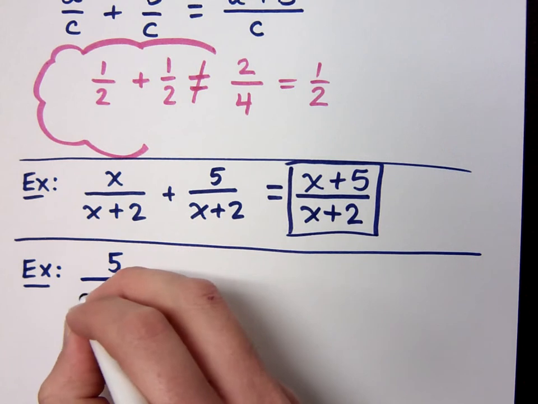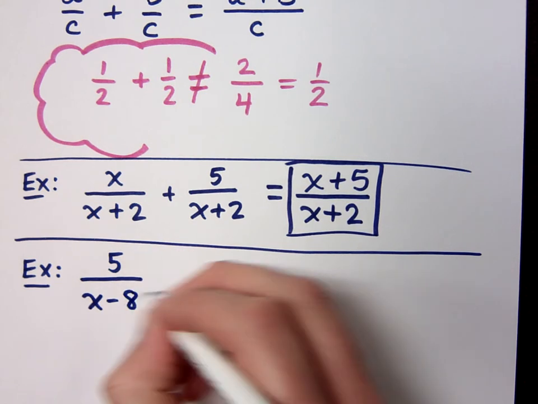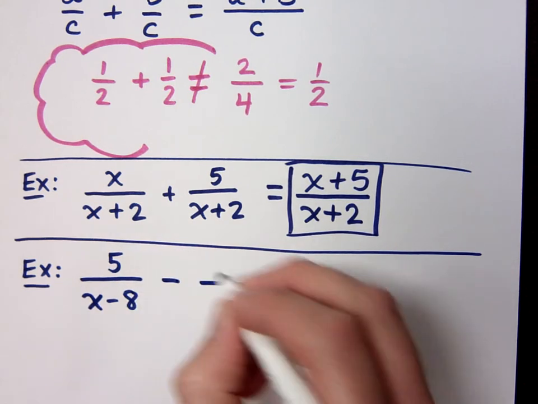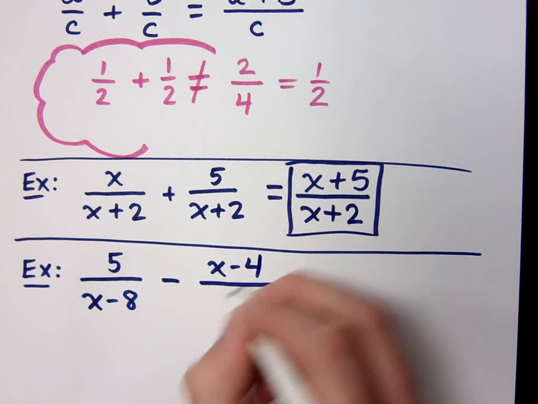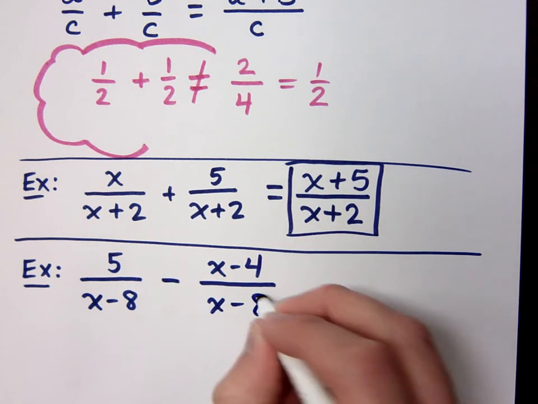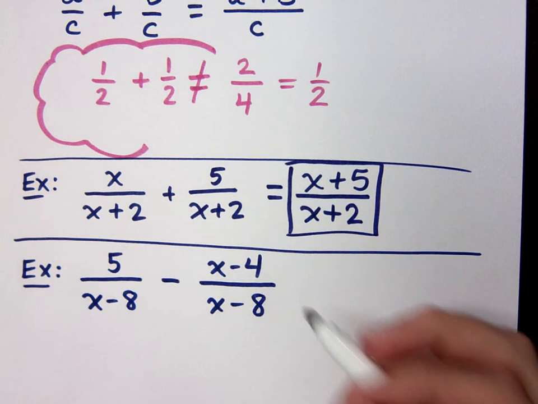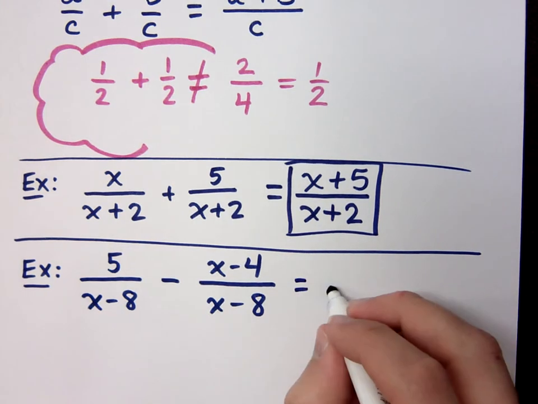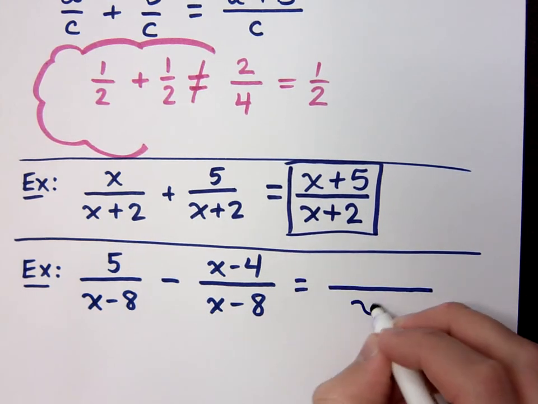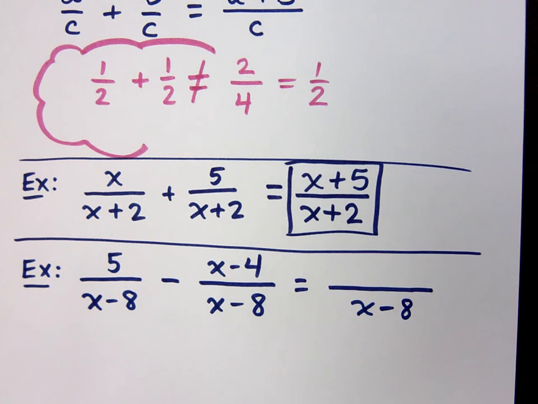How about 5 over x minus 8 minus x minus 4 over x minus 8? Do we have the same denominators? We should be happy. Subtraction is just a form of addition, so I'm pretty sure that I'm going to have x minus 8 for my denominator. It's that numerator that's going to give us problems.